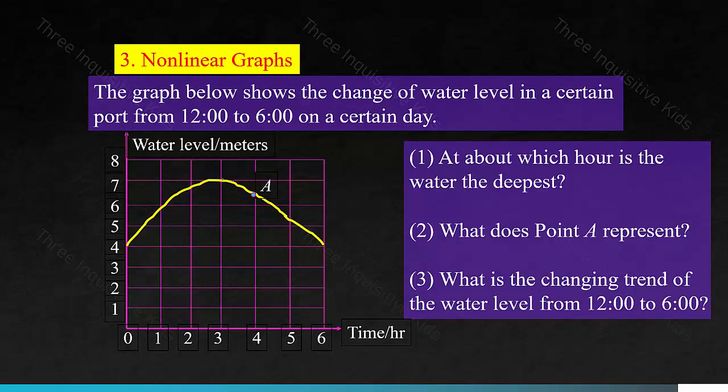You can see that the water is at its deepest at 3 o'clock, so that would be 3 o'clock. Point A represents how deep the water is at the 4th hour. The changing trend of the water level from 12 o'clock to 6 o'clock is first increasing and then it decreases.